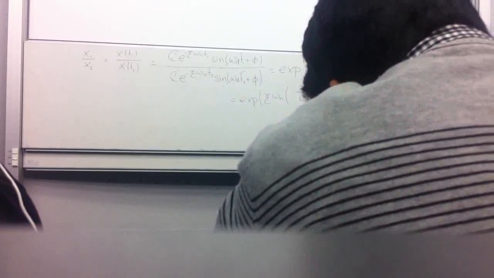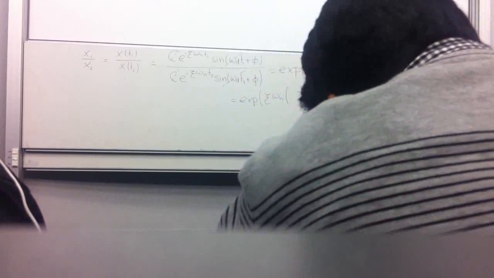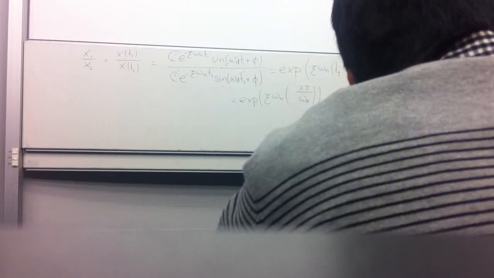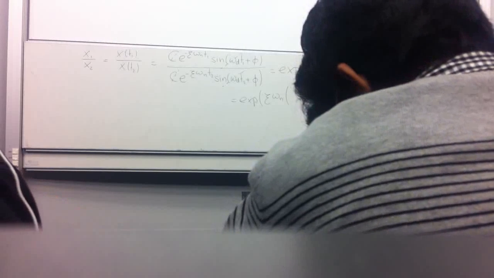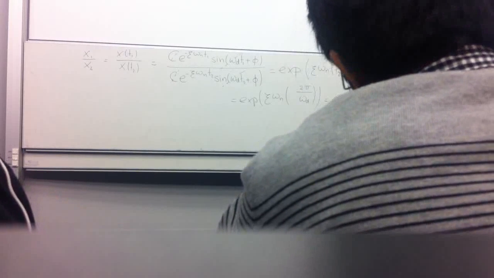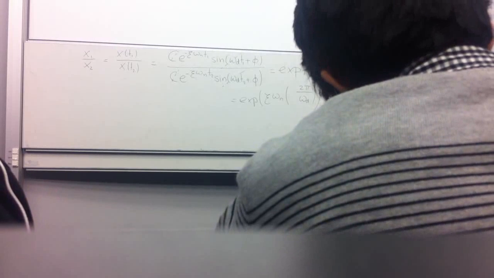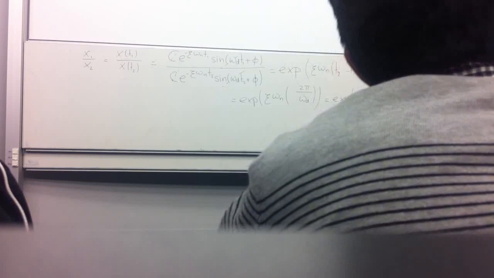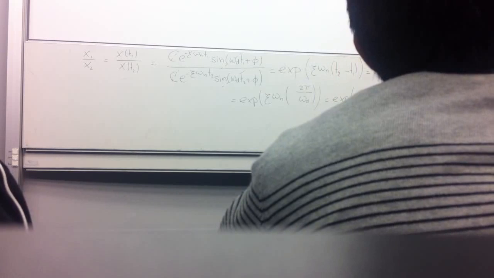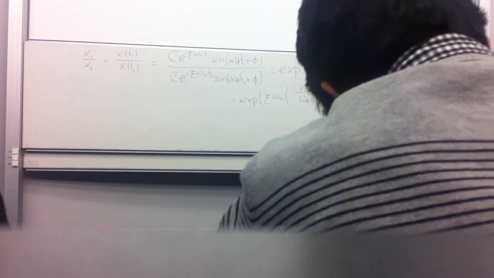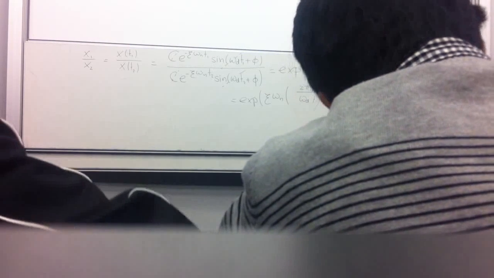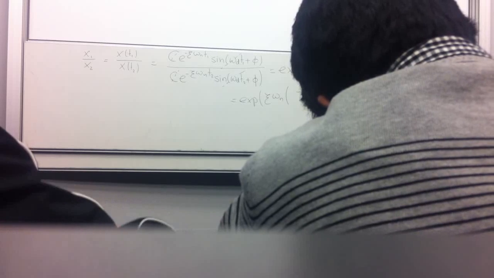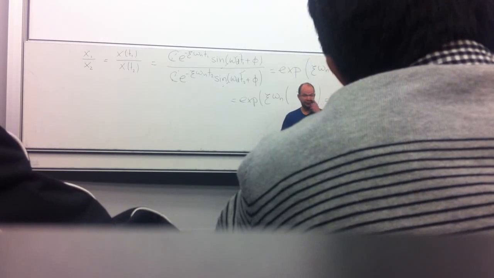Okay, next step, substitute what you know about omega d. So I get omega n times 2 pi divided by omega d, and omega d is equal to omega n times the square root of 1 minus theta squared.